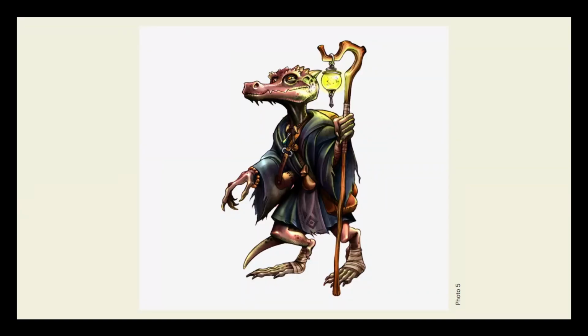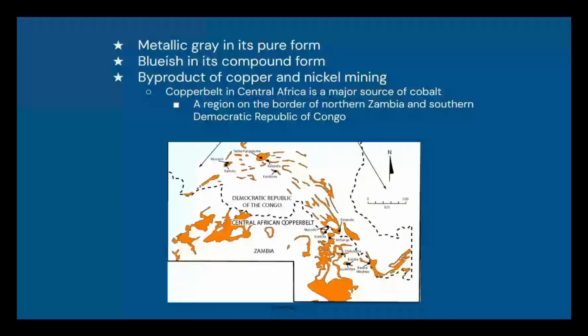So I know we were all curious about what cobalt looked like. So here's that. Metallic gray in its pure form, bluish in its compound form, cobalt is a byproduct of copper and nickel mining. The Copper Belt in Central Africa is a major source of cobalt. This is a region on the border of northern Zambia and southern Democratic Republic of Congo.